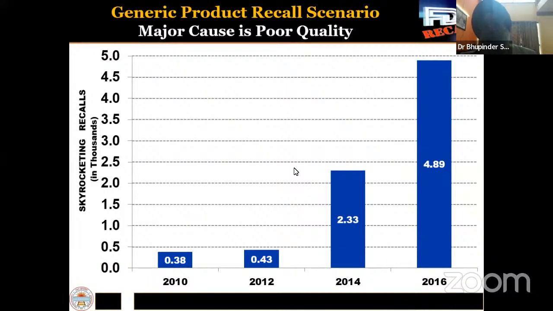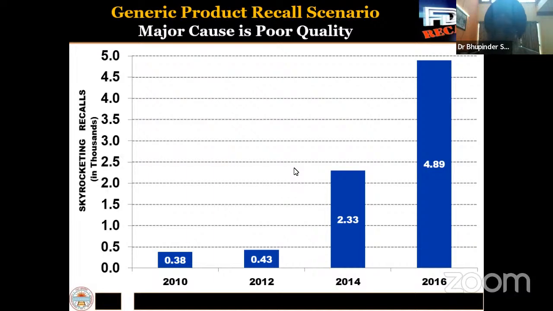That's how there have been so many product failures and product recalls. Look at the skyrocketing number of recalls, although the scenario is not updated.